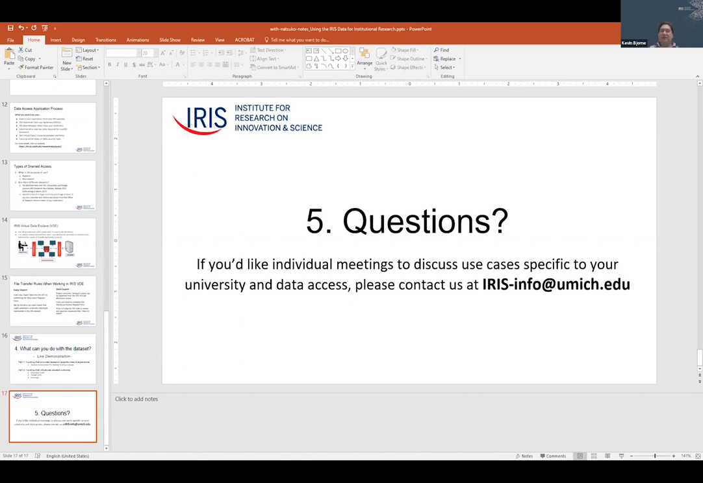Can Stata be used with the data? Yes, we have Stata in the enclave. You can use that.